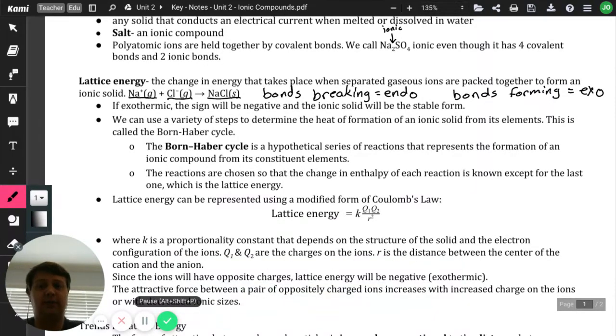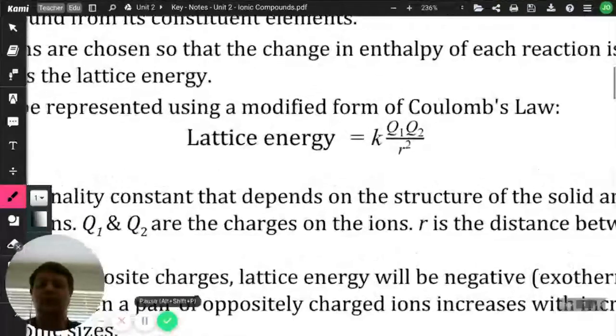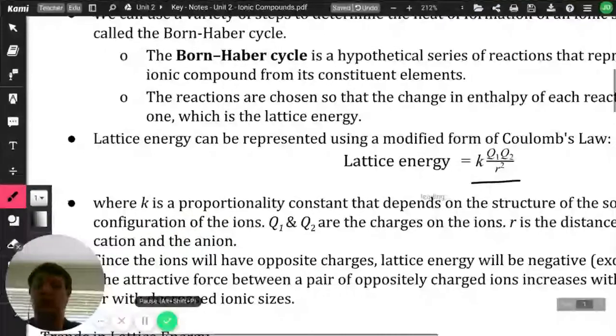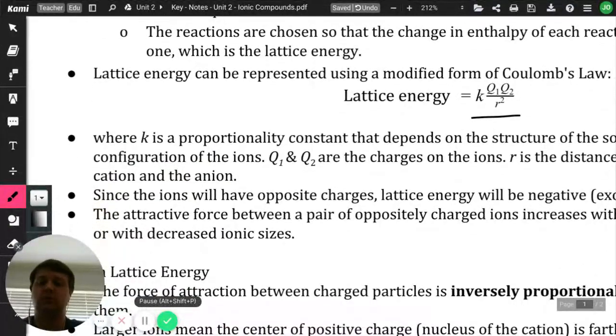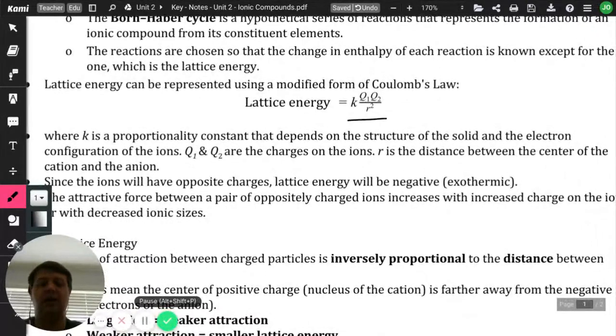And we did talk about this last class with Coulomb's law, right? When we have the charges of different atoms that are forming a bond, we look at the radius between them, and we can actually use that for our lattice energy. If you'll notice, this is basically our Coulomb's law formula. What has changed, though, is that instead of our distance squared, we're using our r squared. And r squared is going to be the distance from the center of the cation and the anion. So it is very similar, but it is going to be slightly different in that case.